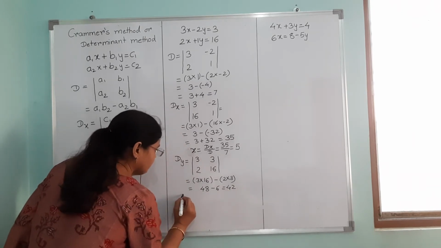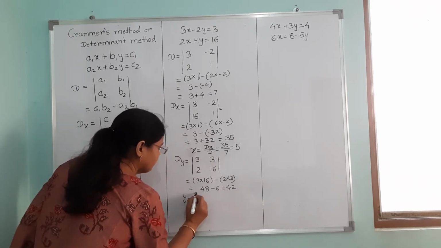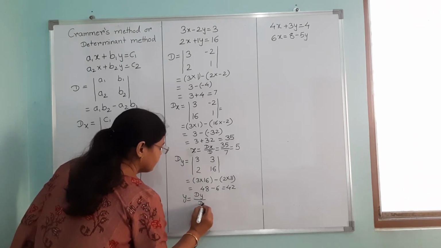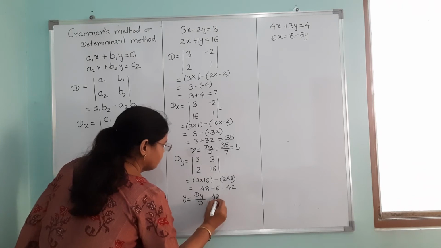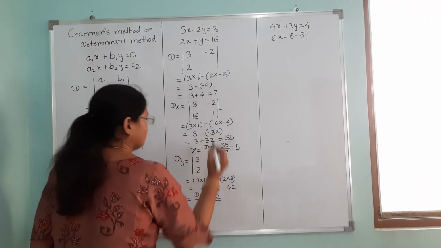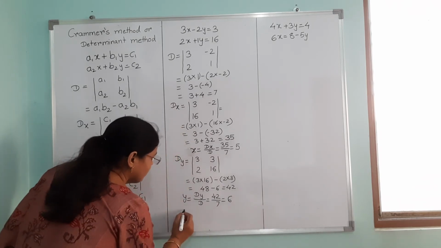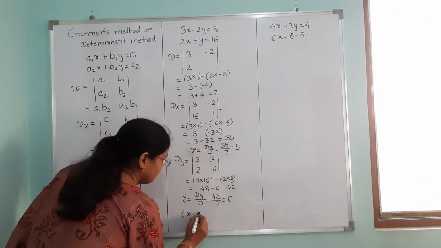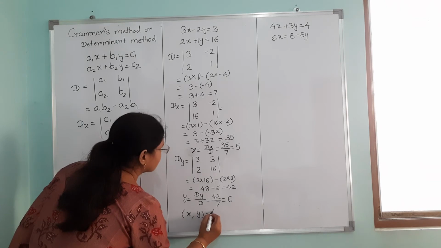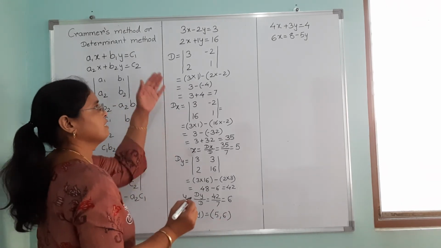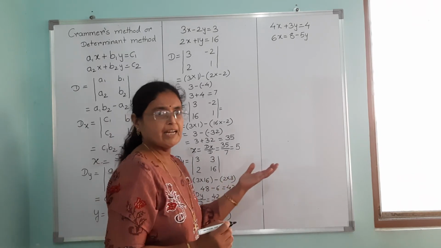Now to find the value of y, we have to divide the determinant dy by d. That is 42 upon 7. We get 6. That means the values of x and y are 5 and 6 respectively. This is a very simple method. Now let us take another example.